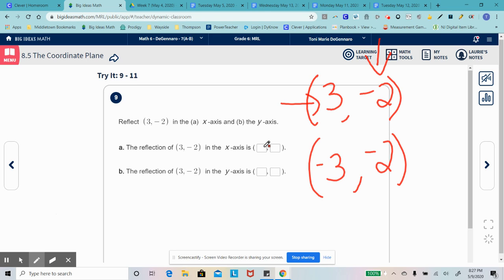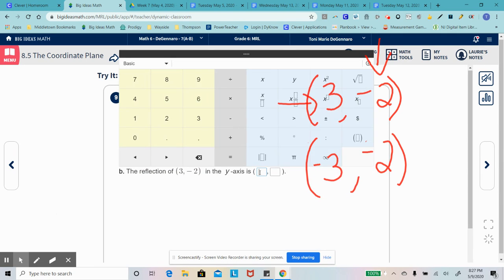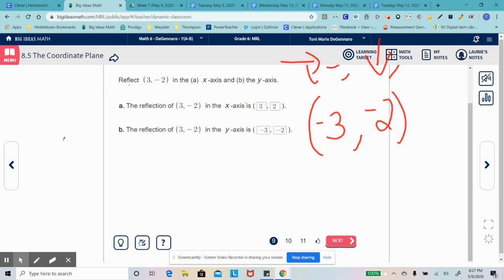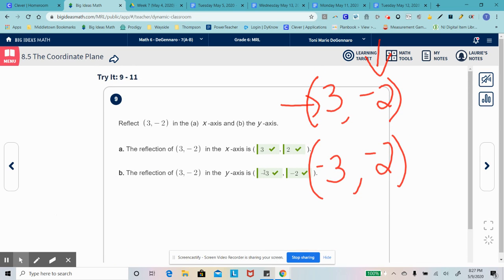So let's see if we type it in there. We'll do our arrow. So when we're going across the x-axis, I believe we said 3 and then 2. And then across the y-axis, we're saying negative 3 and negative 2. All right, so let's see. We're going to check it. Woohoo! We are correct.